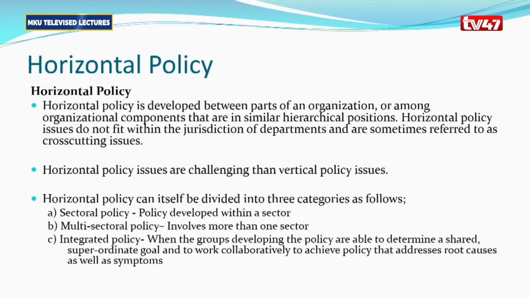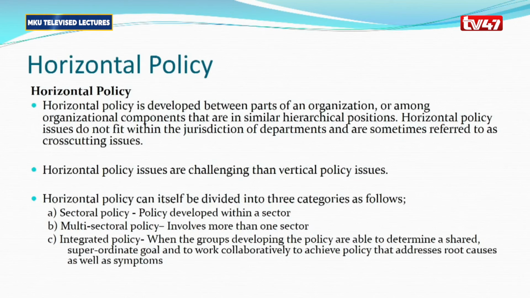The next is horizontal policy. Types of policies: vertical, horizontal. Horizontal policy is developed between parts of an organization or among organizations' components that are in similar hierarchical position. Horizontal policy issues do not fit within the jurisdiction of departments and are sometimes referred to as cross-cutting issues. Gender is one of them. Age can be one of them. Race can be one of those cross-cutting issues. Religion or beliefs can be one of those cross-cutting issues that we are talking about here.